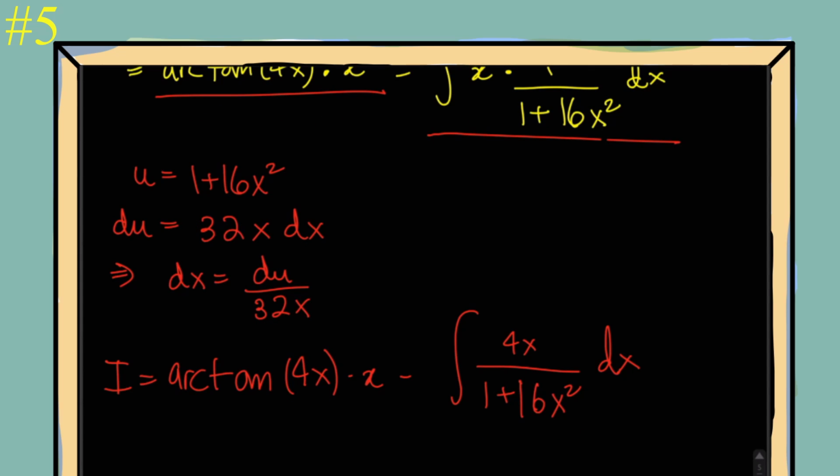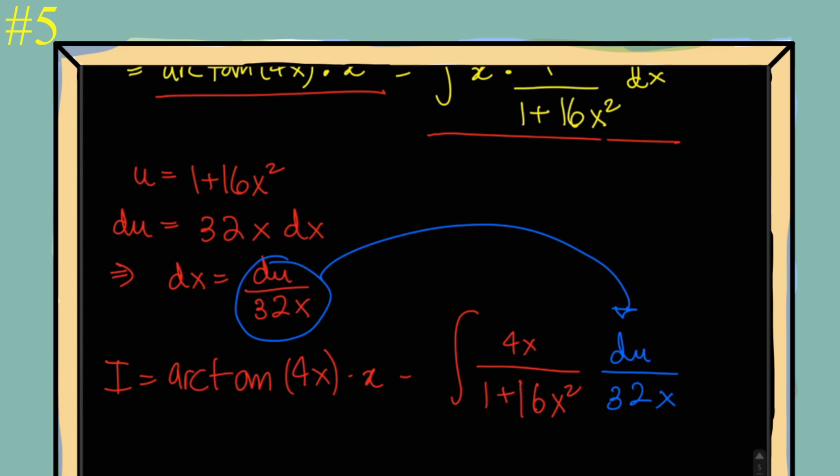Okay. Instead of dx, we have this thing. So that's going to replace dx, du divided by 32x. Now, this is going to let us cancel this x here, and the 4 can cancel with the 32, giving us 1/8. And then this thing here is just u.